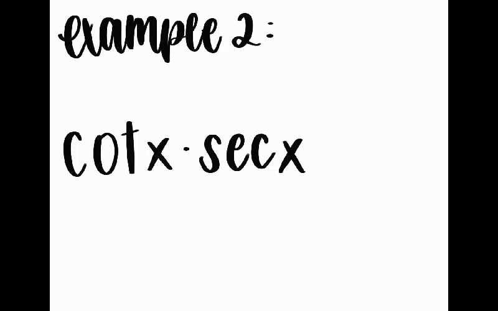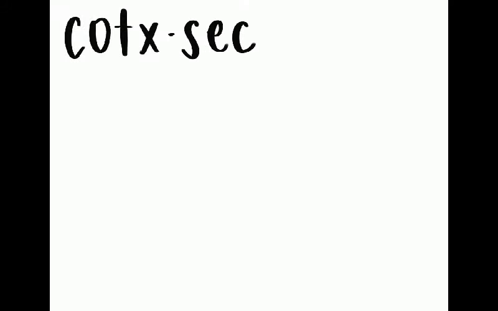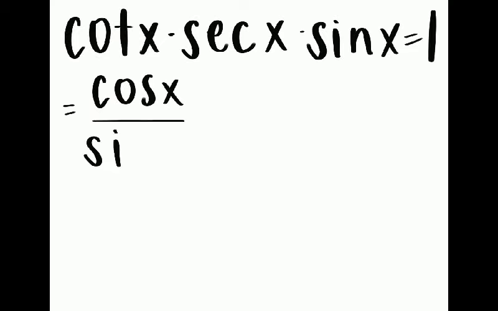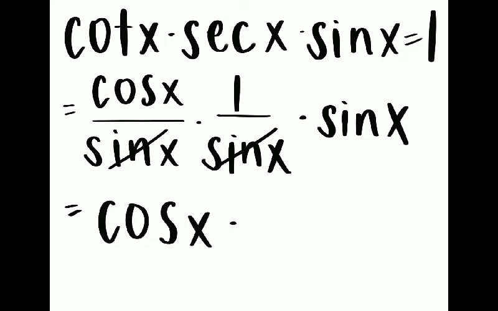For our second example, we have cotangent x times secant x times sine x equals 1. As the left side of the equation is more complicated, we will now simplify that side. We can now transform it into cosine x over sine x times 1 over cosine x times sine x. And the sine x and cosine x can be cancelled. With that, our answer will be 1 equals 1.